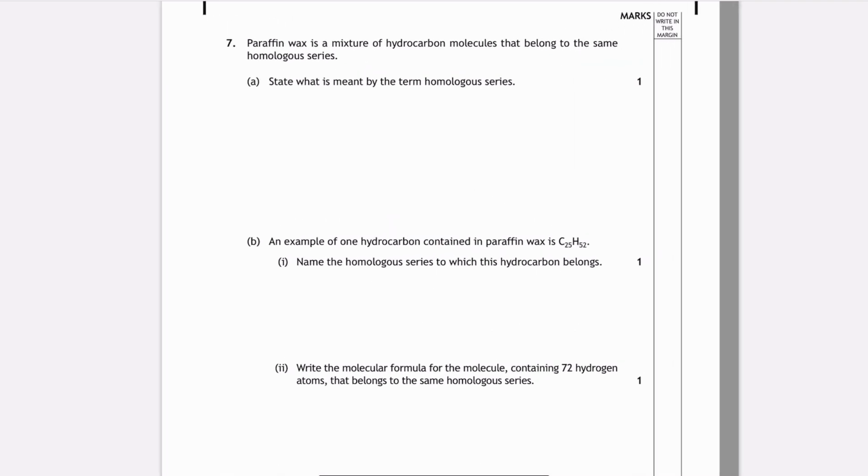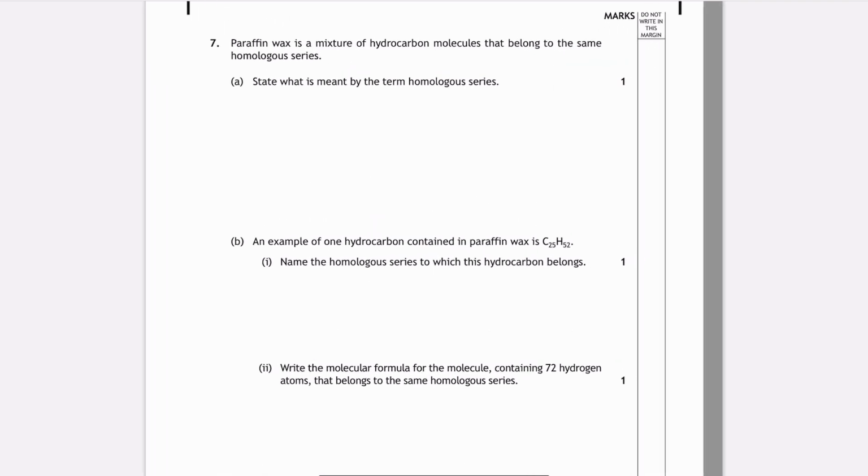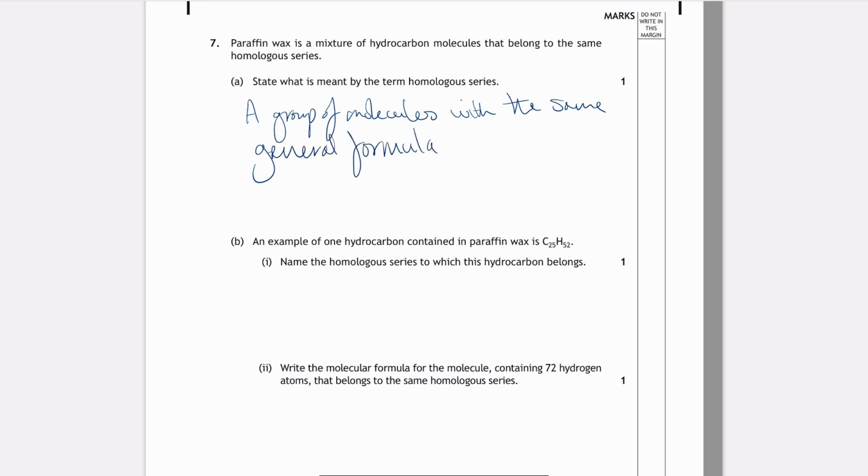So if we get started, 7a: state what's meant by the term homologous series. Now this is a definition that you need to know word for word, and ideally you would refer to it as a group of molecules with the same general formula and similar chemical properties.